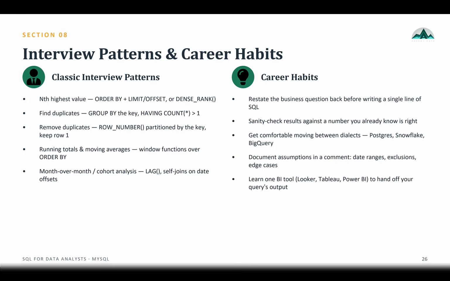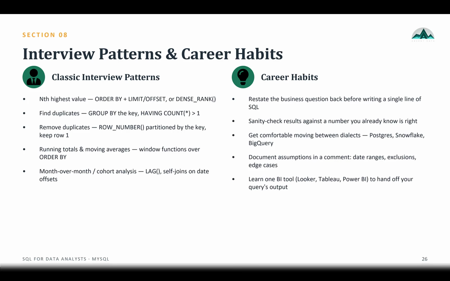So here are some interview patterns. If you want to find the nth highest value, you can definitely use ORDER BY, LIMIT, OFFSET, and also DENSE_RANK. You saw RANK. What DENSE_RANK does is if you have a tie, it will go to the next value. You want to be able to find duplicates. You can just use GROUP BY and HAVING. For example, group by first name, last name, customer ID, and see what the duplicates are.